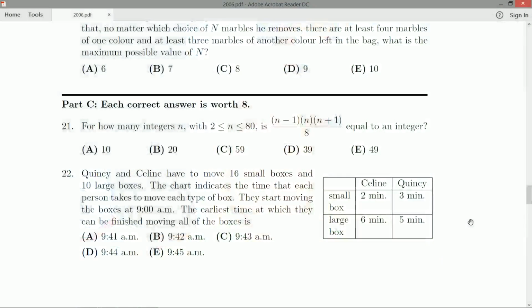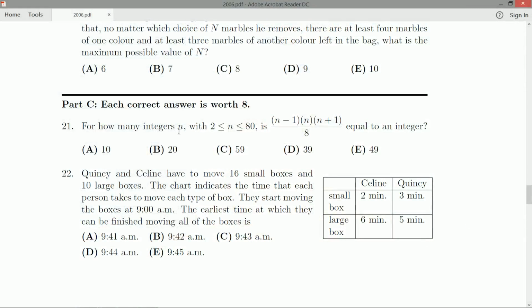We're continuing our look at the 2006 Fermat contest, and we're on the very first of the challenging questions, the 5 questions at the end of the contest, Part C. We're on question number 21. So I would once again like to encourage you to try these questions before watching the video. Pause, try them out if you haven't already. I'm going to assume you've done that. Let's take a look at 21.